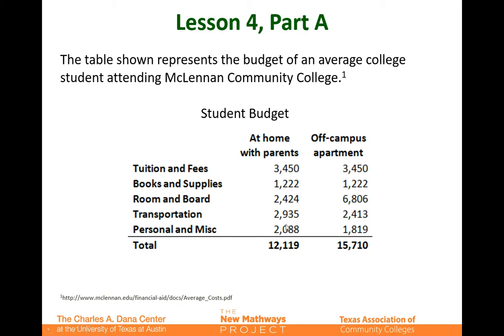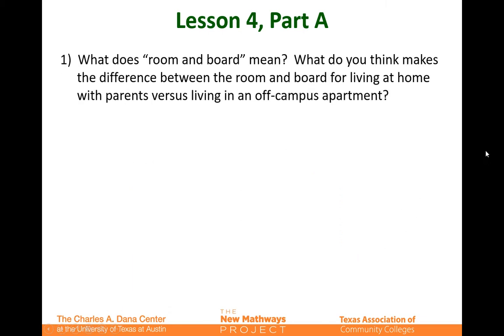For the student that's living off campus in an apartment, you can see that their expenses total about $15,710 per year. First question just says, what does room and board mean? What do you think makes the difference between the room and board for living at home with parents versus living in an off-campus apartment? I'm working on the assumption that you probably know that basically room and board is housing and food.